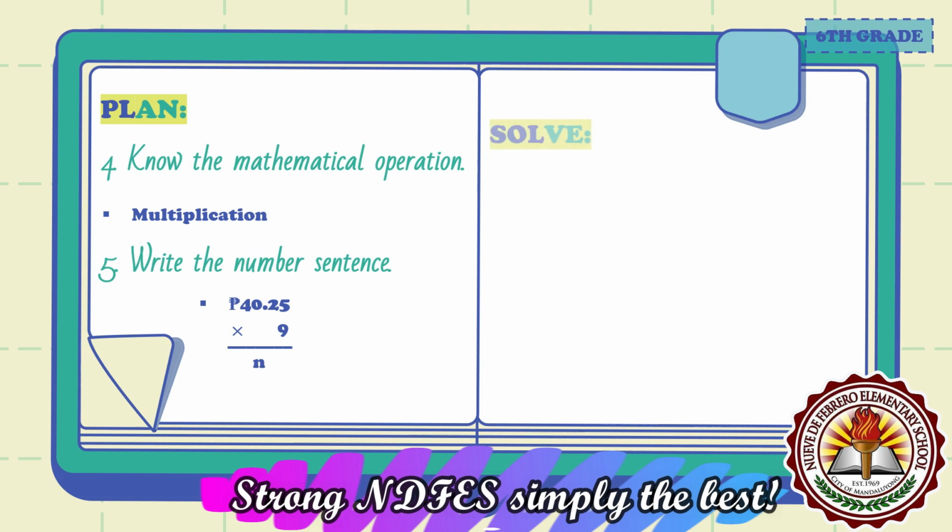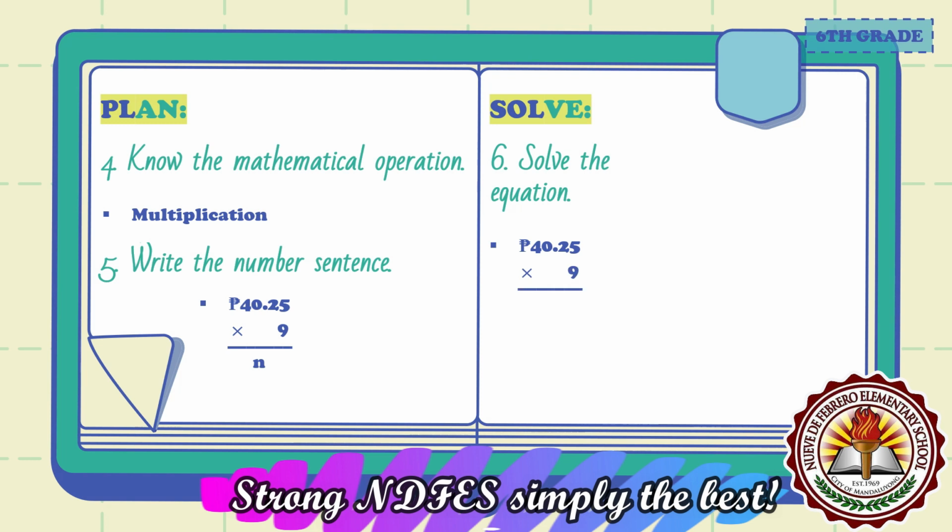Next, solve. In solving a problem, you should show your solution by computing the number sentence. So we have 40 pesos and 25 centavos times 9. Multiply 9 times 5 equals 45. You will get 5 and regroup 4. 9 times 2 equals 18 plus 4. Your answer is 22. You will get 2, regroup 2. 9 times 0 equals 0 plus 2. Your answer is 2. 9 times 4 equals 36.